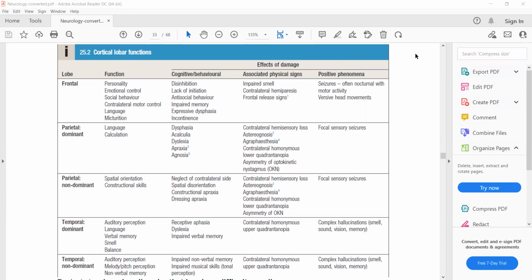So physical signs of parietal lobe damage include contralateral hemisensory loss and contralateral inferior quadrantanopia or lower quadrantanopia. Along with that, the behavioral problems which can point you toward parietal lobe lesion include dysphagia, acalculia, dyslexia, apraxia, and agnosia. Also, there will be astereognosis and agraphesthesia.